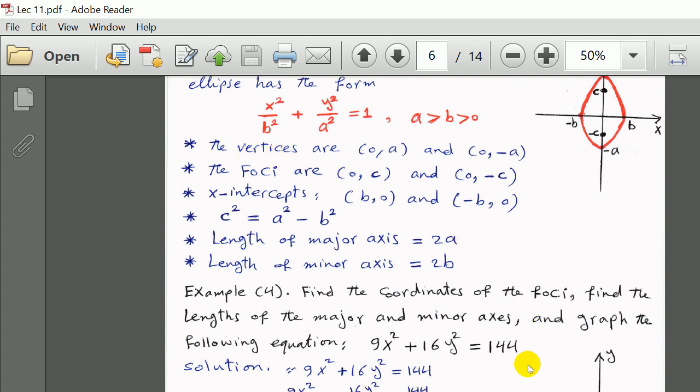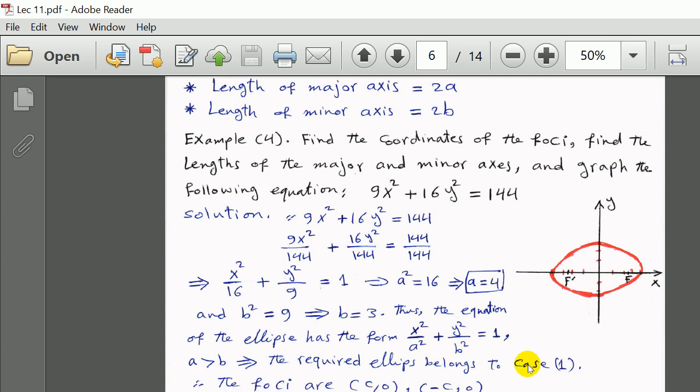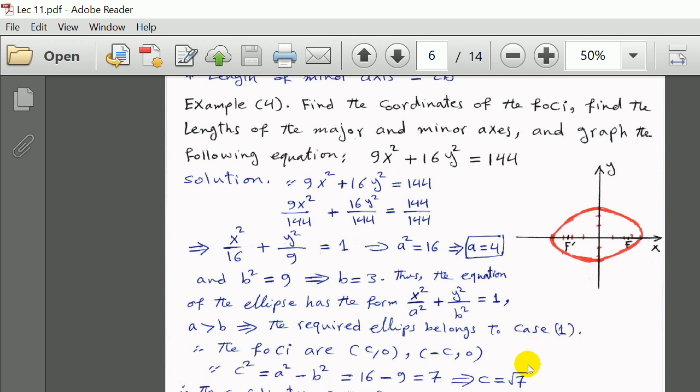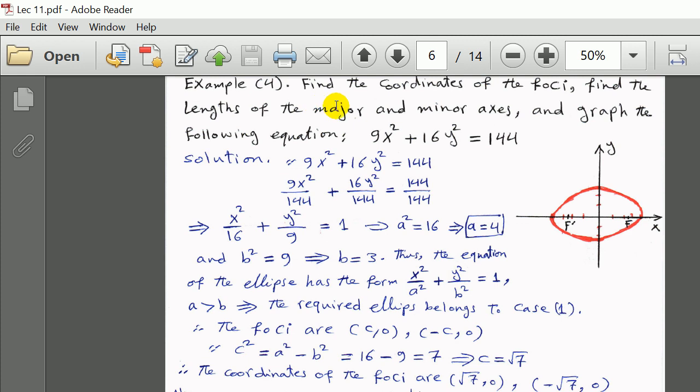Now we are going to discuss an example. Find the coordinates of the foci, find the lengths of the major and minor axis, and graph the following equation: 9x squared plus 16y squared equals 144. We observe that this equation looks like an ellipse, but not in standard form. If we want to put it in standard form, we need to make the 144 on the right hand side 1. So we divide all parts of this equation by 144. This implies that x squared over 16 plus y squared over 9 equals 1. Now look, the bigger is under x squared, 16 is bigger than 9, so this is an equation of an ellipse in the first case.